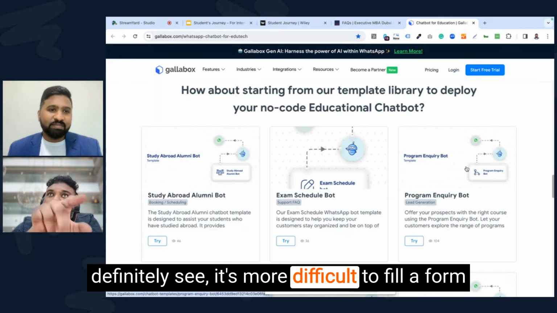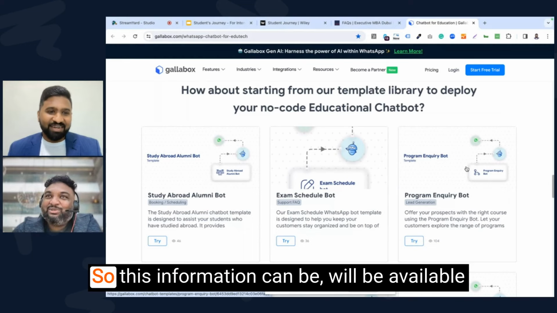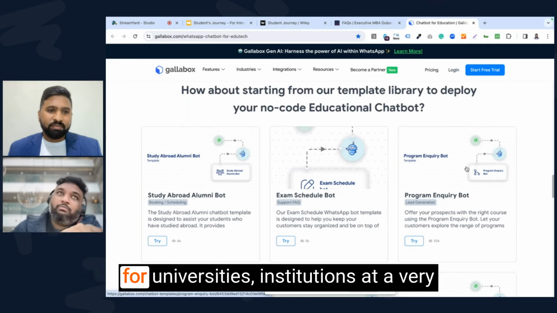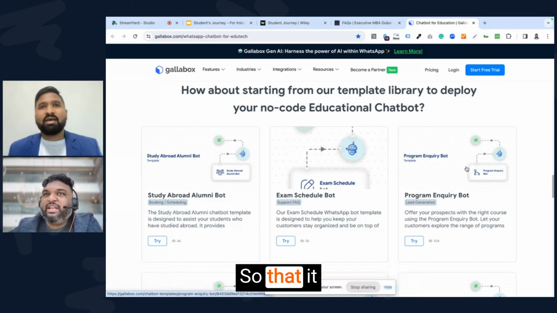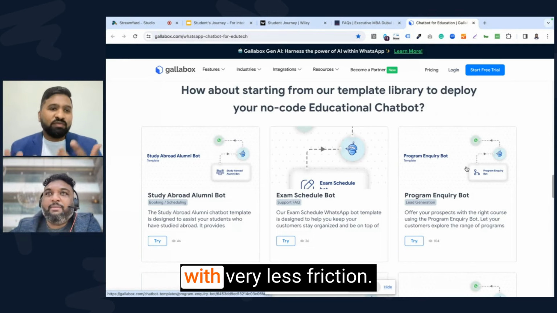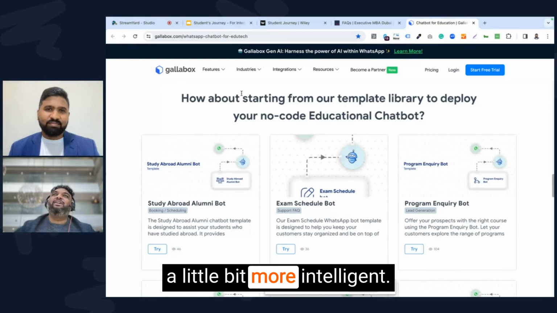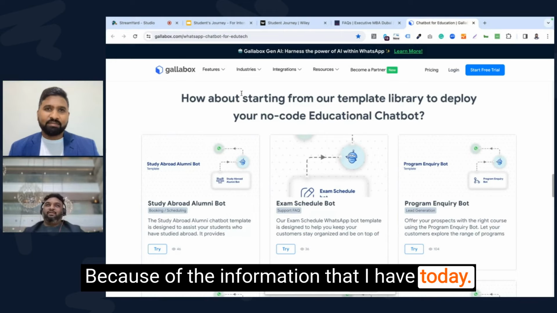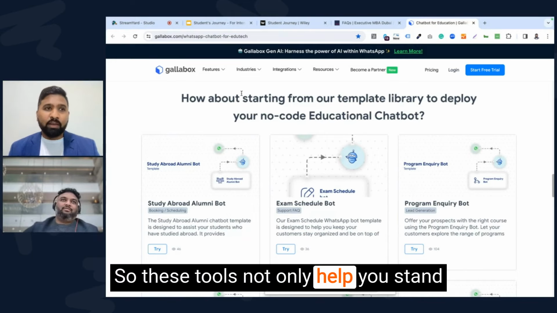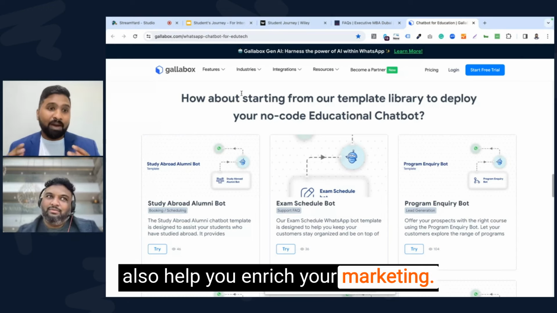It's more difficult to fill a form than to answer a question on WhatsApp. So this information will be available for universities and institutions at a very early stage and not towards the fag end. And the beauty is you get all this information with very little friction. It's conversational. So my marketing becomes a little bit more intelligent because of the information that I have today. These tools not only help you stand out or differentiate yourselves, they also help you enrich your marketing.